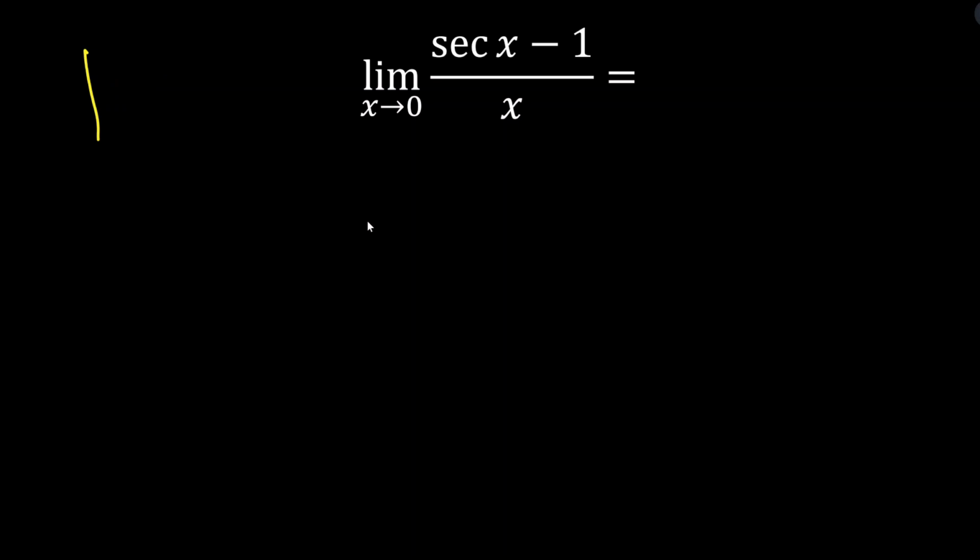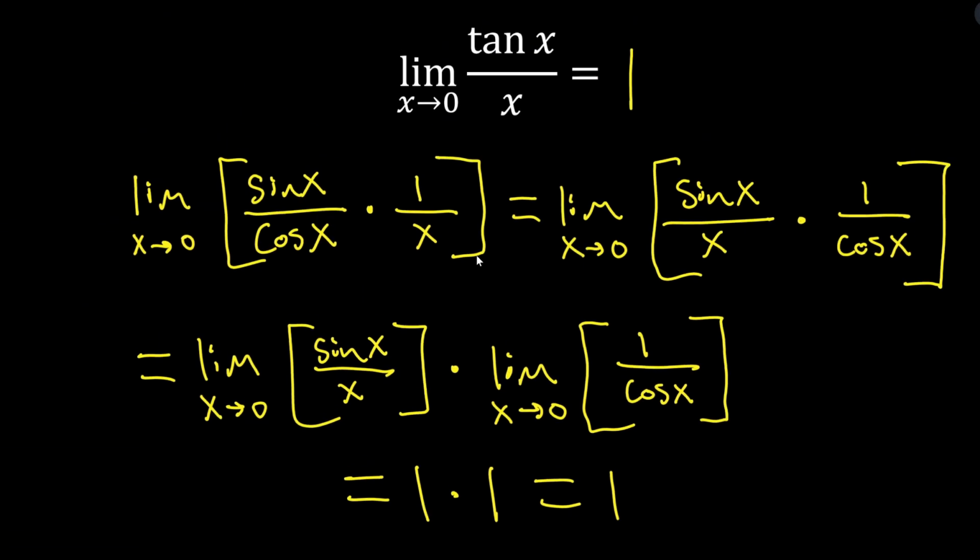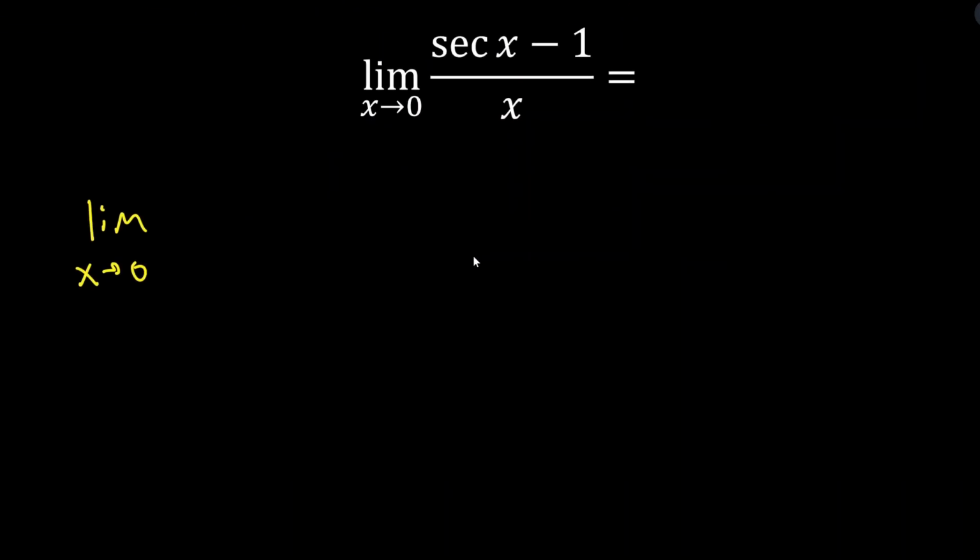Secant and cosine are reciprocals, so I'm going to rewrite secant as 1 over cosine. Let's go ahead and do it. The limit as x approaches 0. And again, that's kind of our strategy when we see stuff like tangent, secant, cotangent, cosecant. We're rewriting in terms of sine and cosine because the important trig limits that we know have to do with sine and cosine. So that seems like a good strategy.